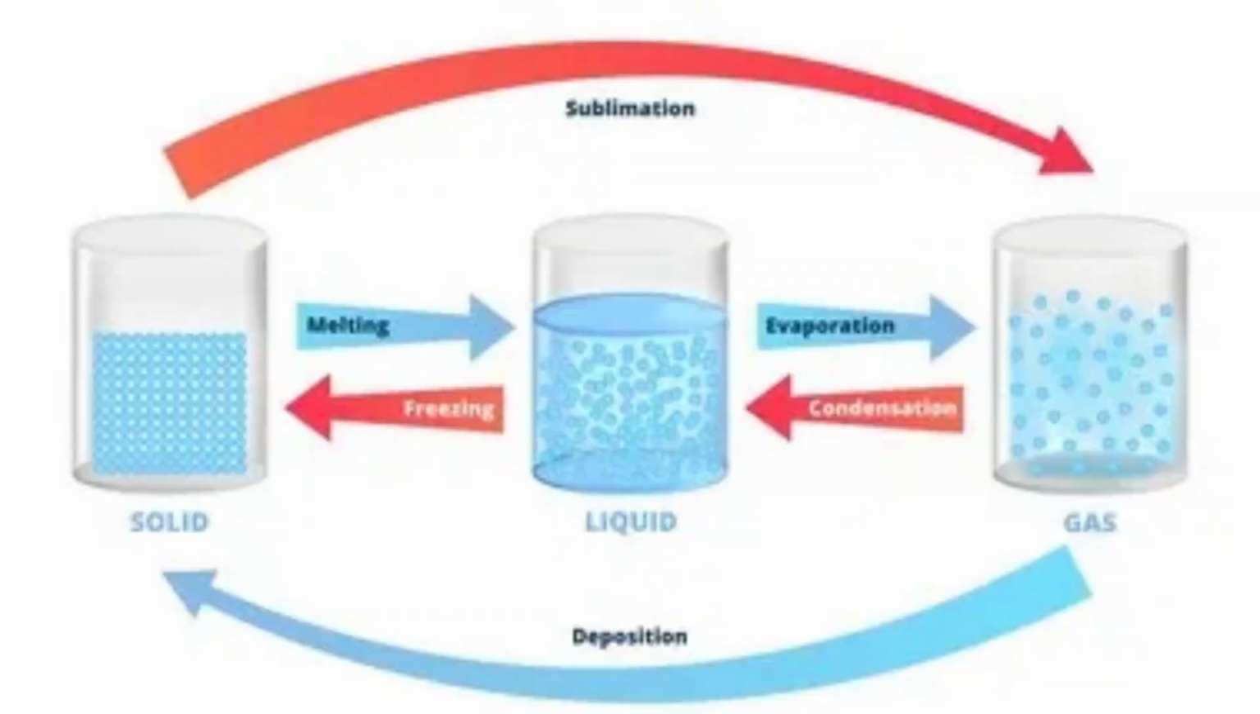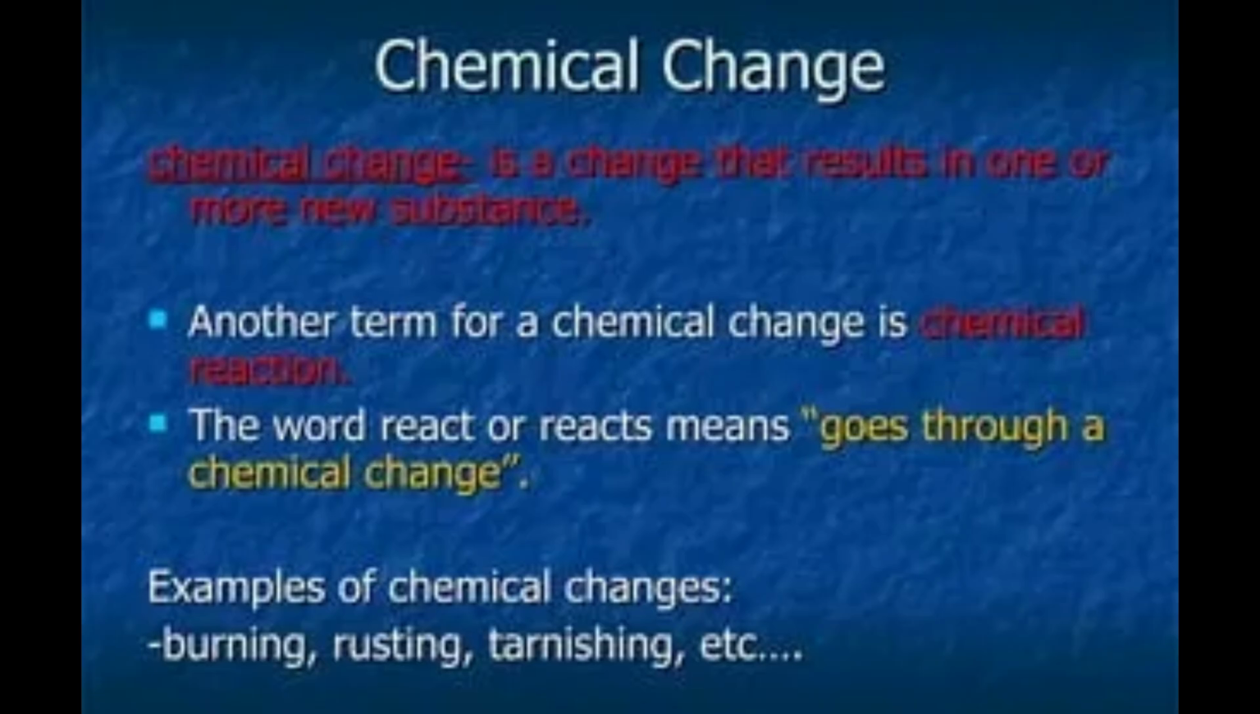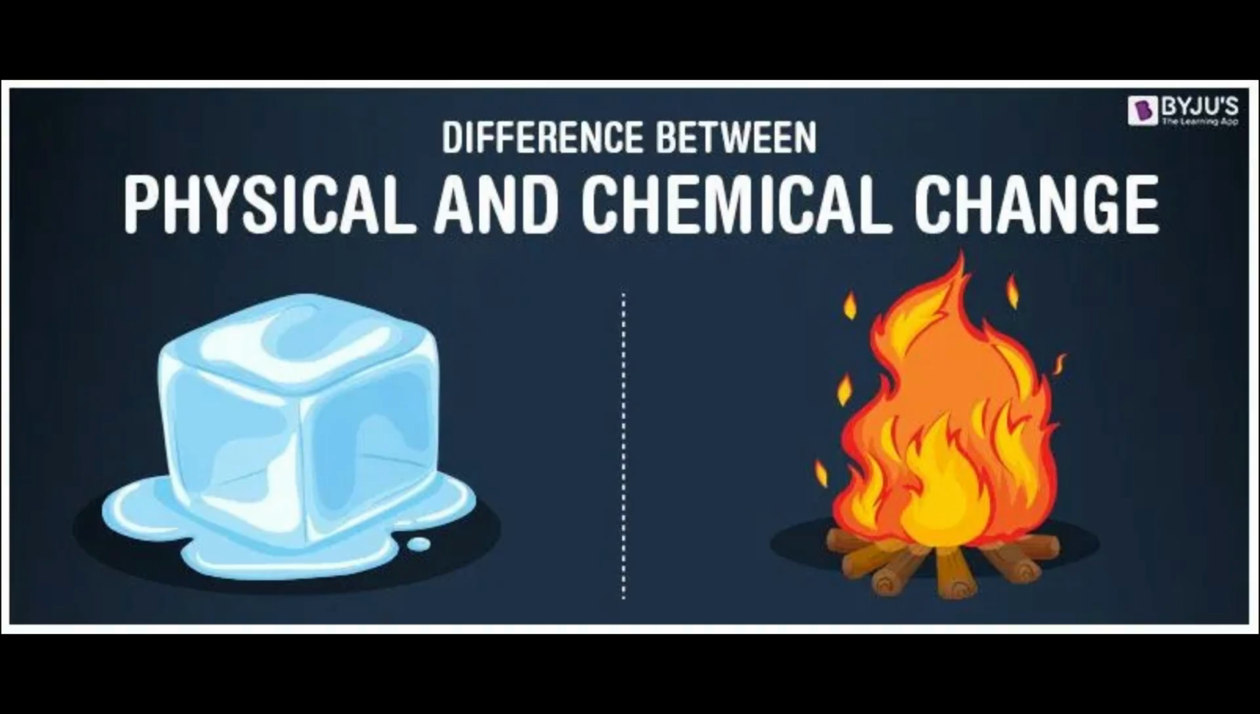Matter can change from one state to another. Like a solid can change to liquid by melting. Liquid can change into gas by evaporation. Gas can become liquid by condensation. These are called physical changes. The substances stay the same, only the form changes. But there are also chemical changes, like burning wood or cooking food, where matter transforms into entirely new substances.